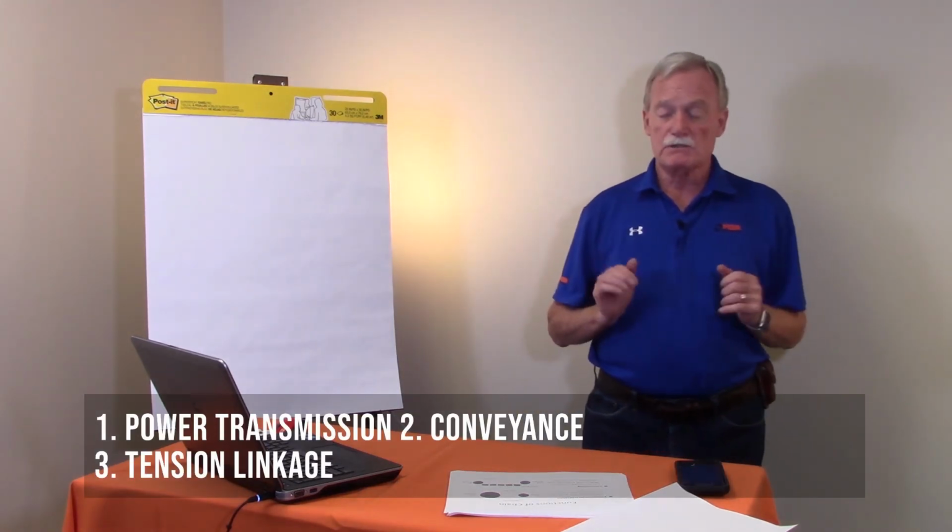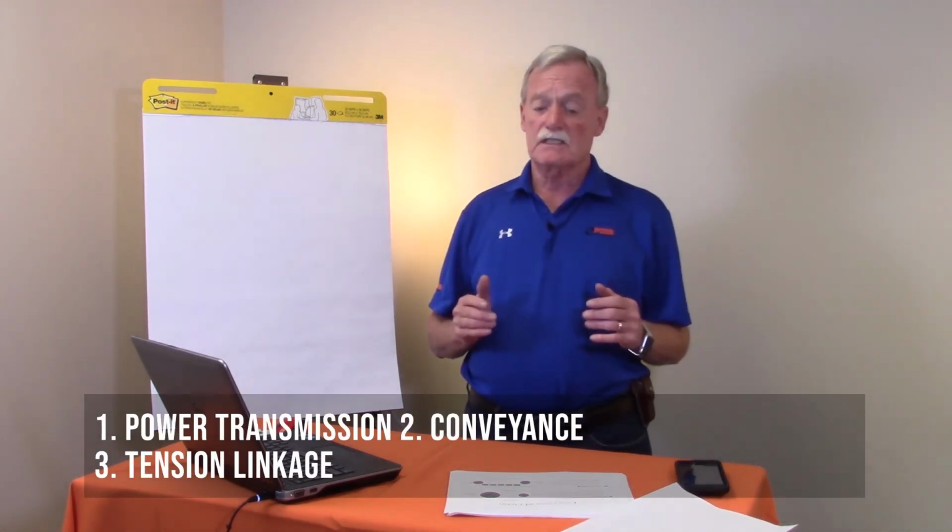Tension linkage is lift. And lift is what provides things like on a forklift, provides a lift. In machinery, for many in-feed type applications, things are lifted. So in that we have leaf chain. So the three basic functions of chain are power transmission, conveyance, and tension linkage.